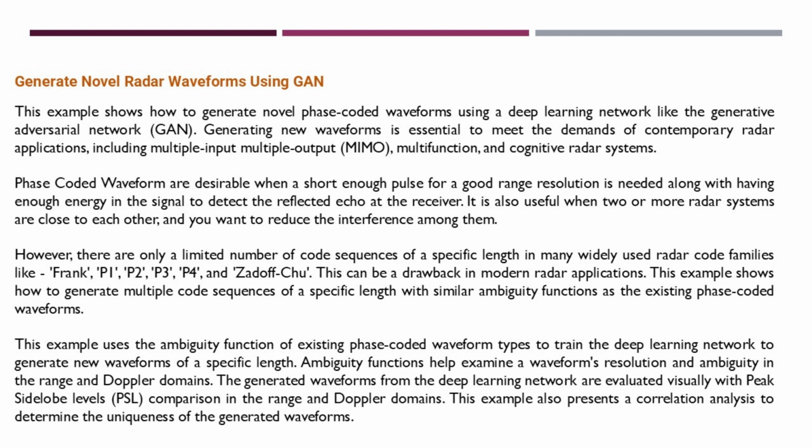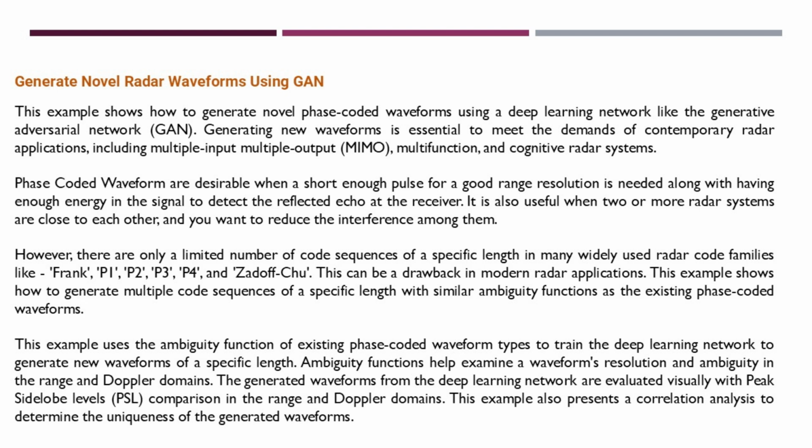Once trained, the GAN generates new waveform sequences of a specific length, and these new sequences are evaluated by comparing their peak side lobe levels, PSL. PSL is a measure of how much interference or noise is present in the signal, and it helps us determine how effective the new waveforms are. We also check the uniqueness of these generated waveforms using correlation analysis to ensure they're different enough to be used in multiple radar systems without causing interference.